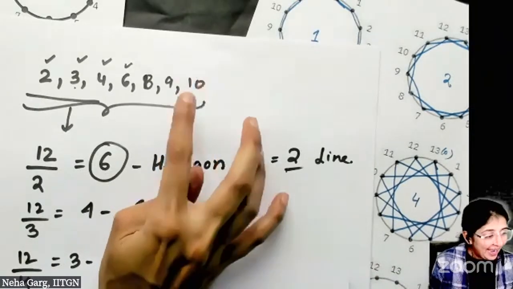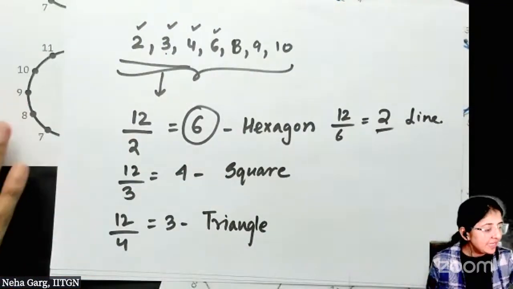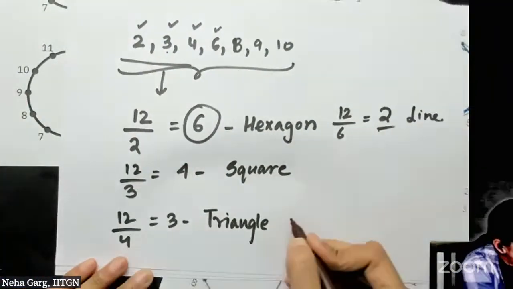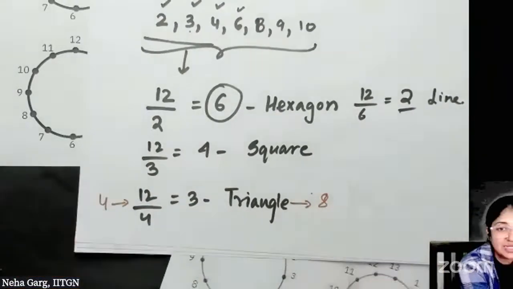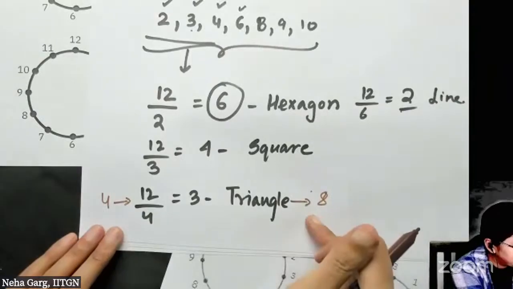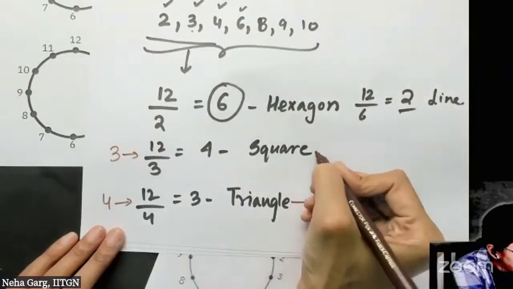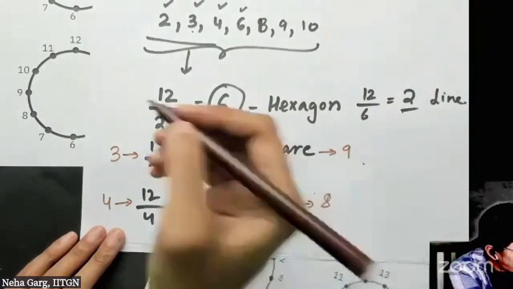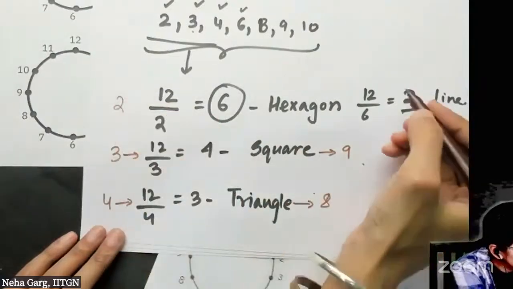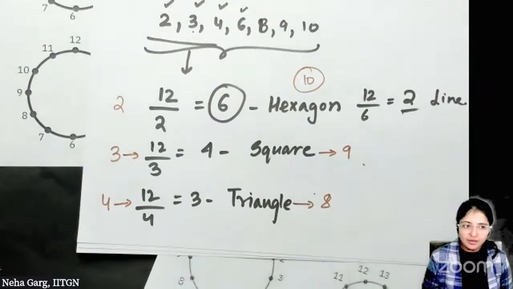And 8 gave us, what shape did 8 give us? 8 gave us a triangle, the one which was given by 4. So 4 gave us a square, and this is the same as the triangle, 8. Then 3 gave us a square, and 9 also gave me a square. And then we had a hexagon: 2 gave me a hexagon, and 10 will also give a hexagon. So these are the numbers.